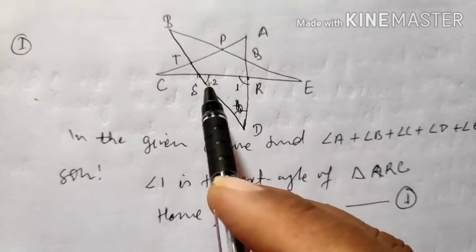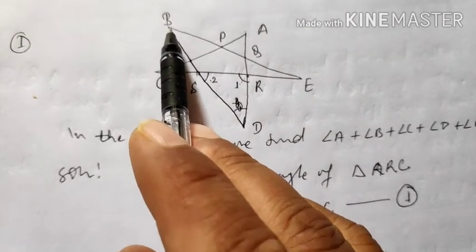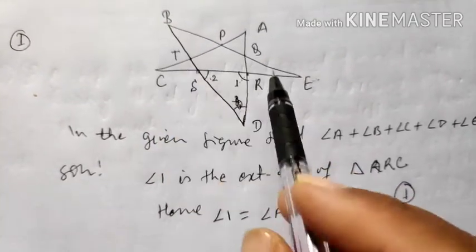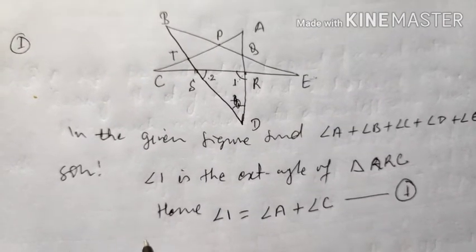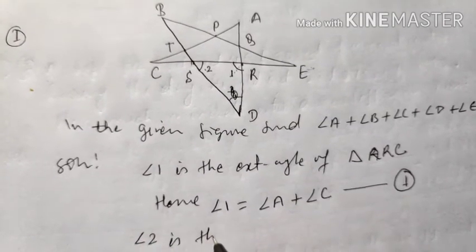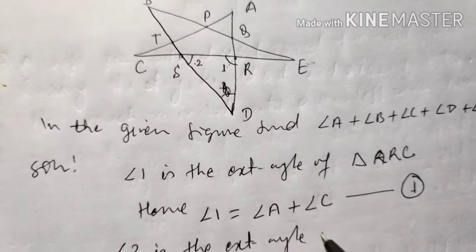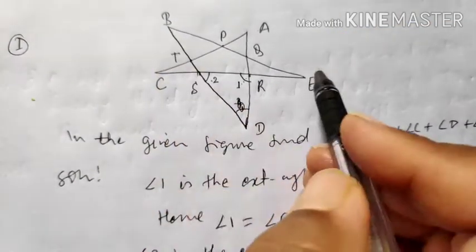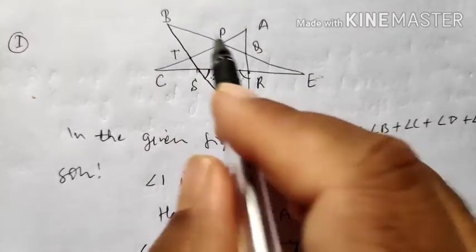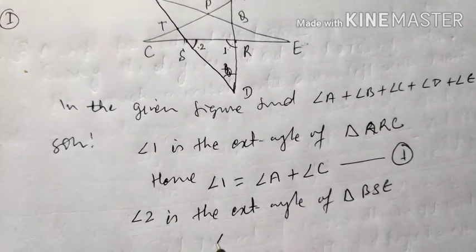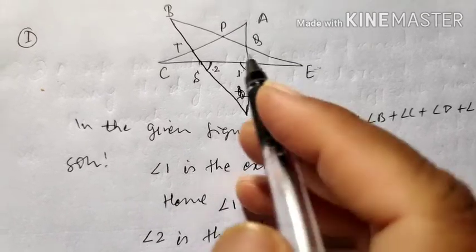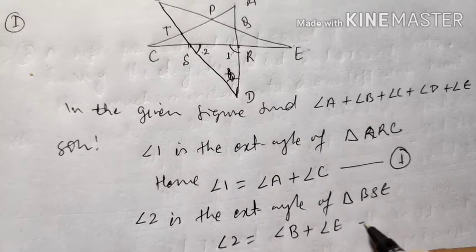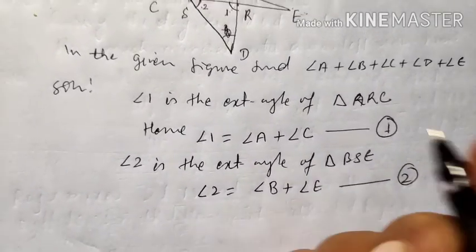Now, see the triangle BSE. Angle 2 is the exterior angle of triangle BSE. So angle 2 must equal angle B plus angle E. We denote it as equation 2.